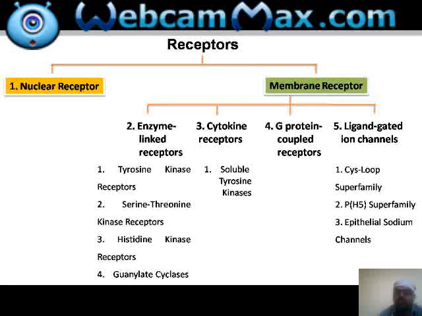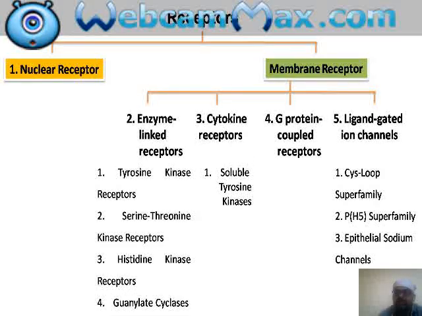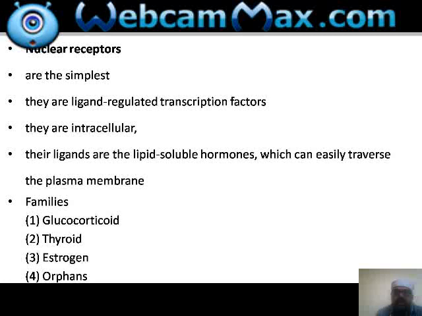Now if we look into some of the details of the nuclear receptor, we will come to know what a nuclear receptor is. These are the simplest type of receptors, and they are ligand regulated transcription factors. This means these receptors are localized within the cell, either in the cytoplasm or the nucleus. When the hormone or the ligand binds to them, they bind to the DNA and regulate the transcription. That is why they are the ligand regulated transcription factors.